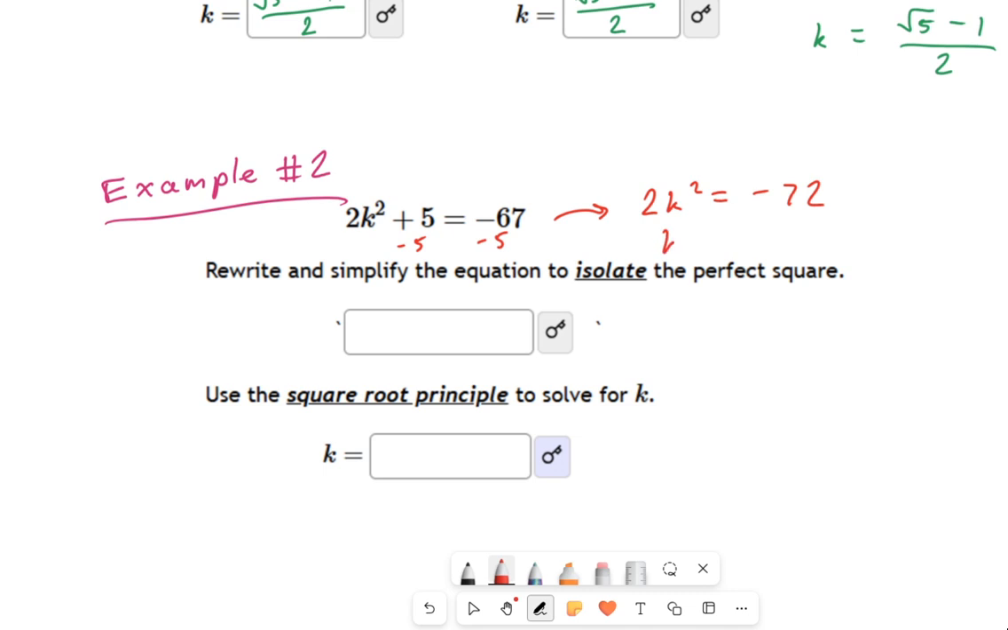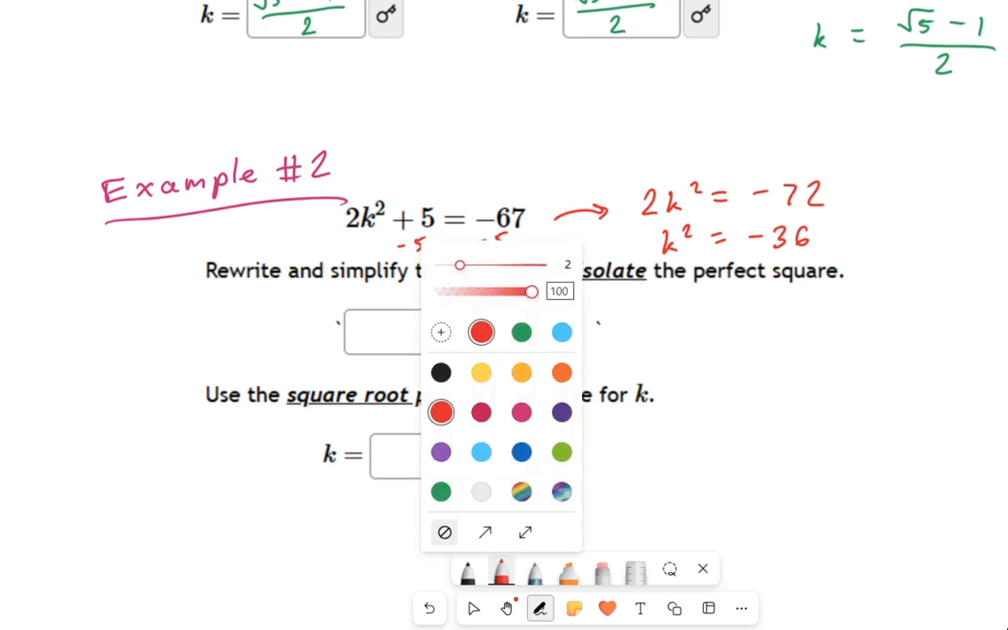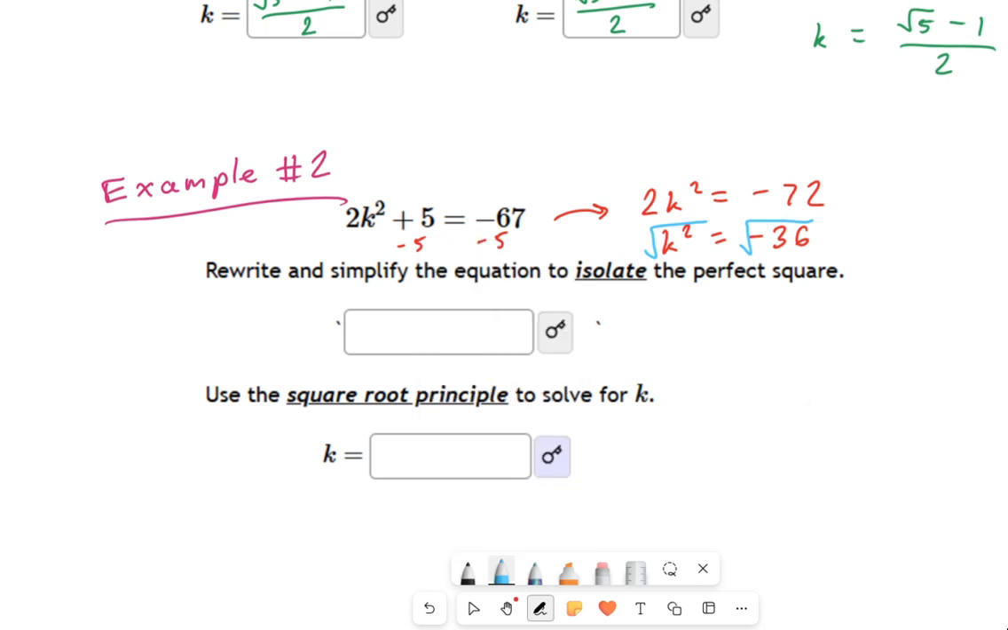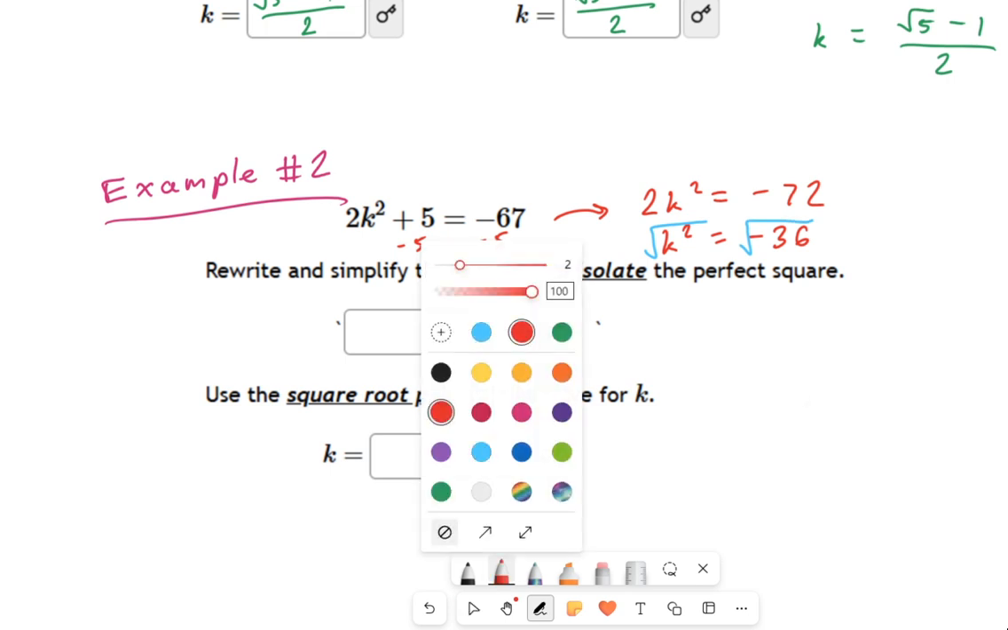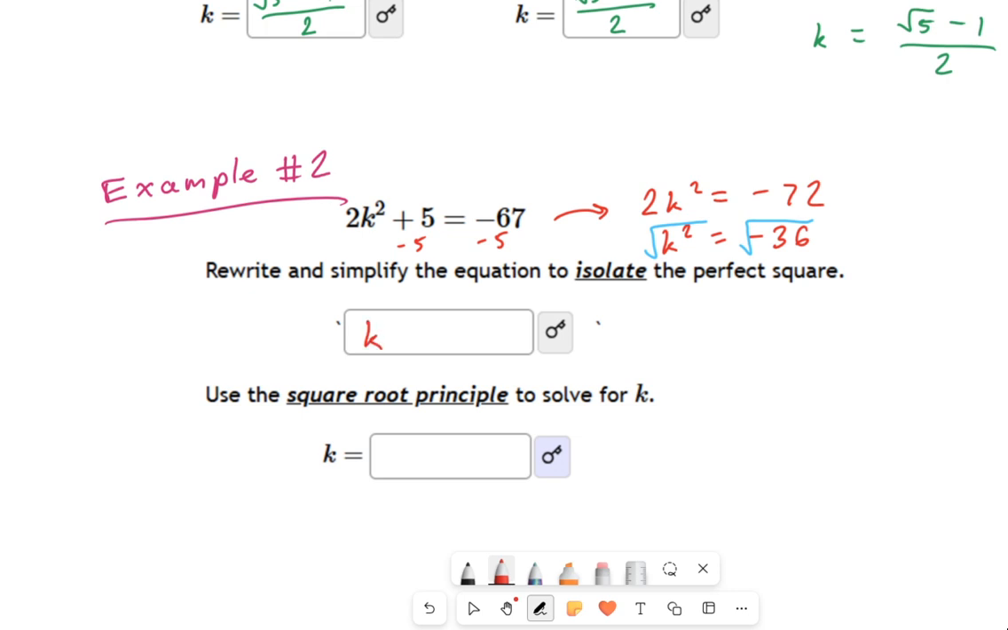And now I'm going to divide each side by 2. So I get k squared equals negative 36. And now I'm going to take, again, the plus or minus square root of both sides. But before I get to that, we have to write that answer in here because it wants the equation isolated, but it doesn't want you to square root anything yet. So say k squared equals negative 36. And now we go ahead and plus or minus square root each side.